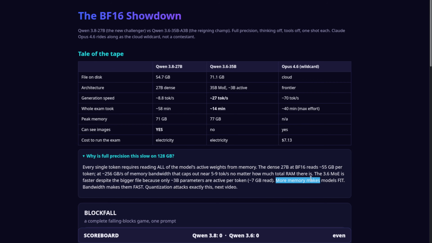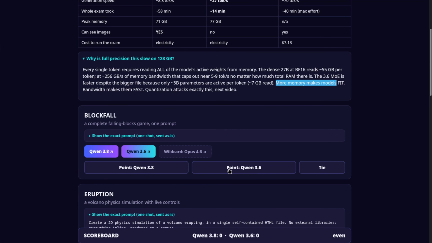Realistically, the more memory you have in your system, it just allows you to fit that kind of model a little bit nicer. But the actual quantization and the bandwidth is what makes them fast. So we will talk more about the technical terms of that in the next video. I want to go ahead and just jump to the benchmark results here.